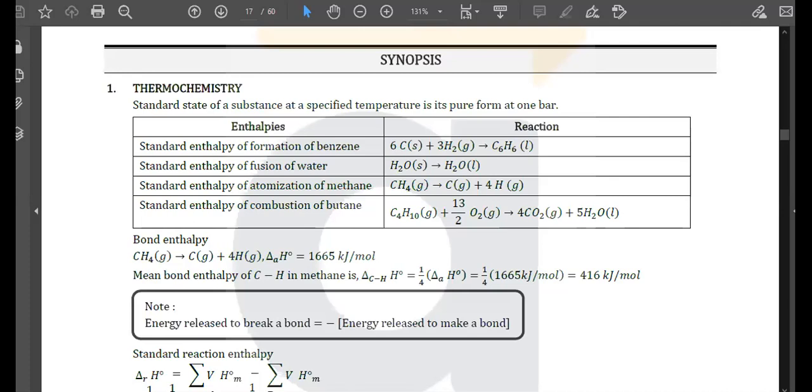Sanya, my voice is clear, but still I'll repeat. I just said that we have different types of enthalpy depending on the reaction. When we talk about enthalpy of formation or anything, it is the net change in enthalpy, which is enthalpy of product minus enthalpy of reactant. That is your standard enthalpy of reaction.